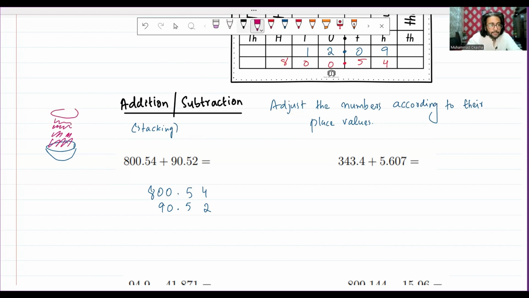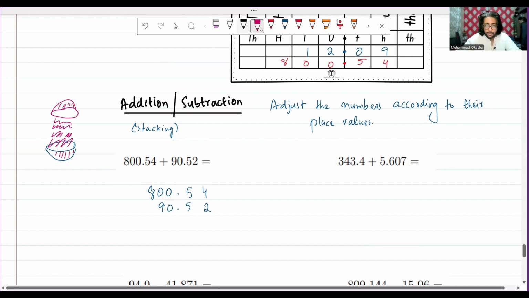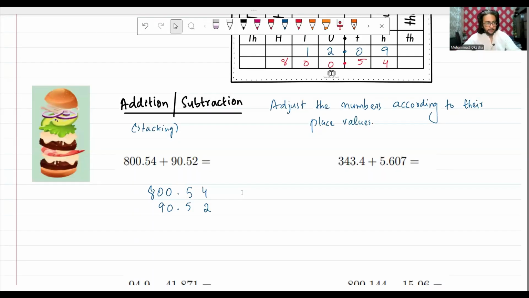Okay. So you do the stacking, right? It's not like you're placing your burger bun here and your patty here and your sauce over there. You don't do it like that. You stack it on top of each other, write one thing on top of each other. Okay. So this is exactly what we do when we are doing the addition or subtraction of decimals.